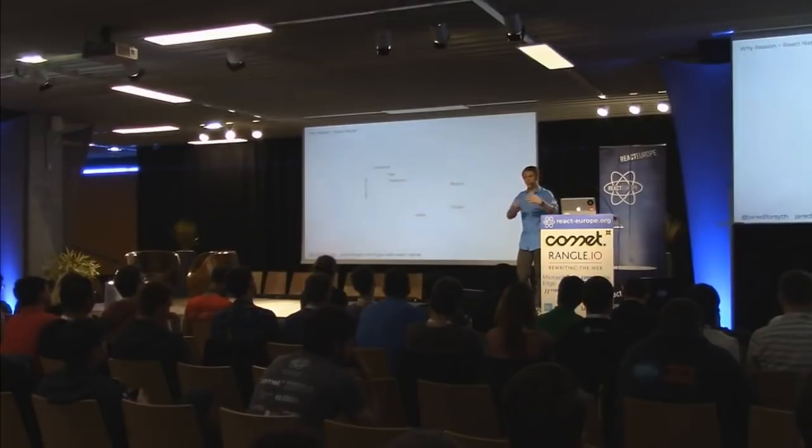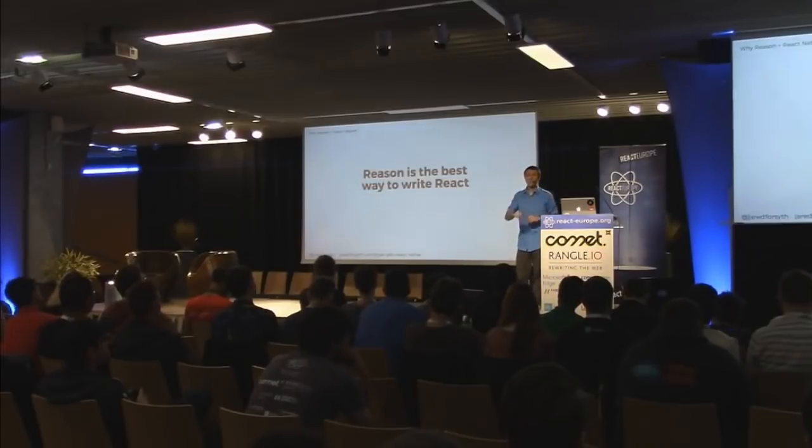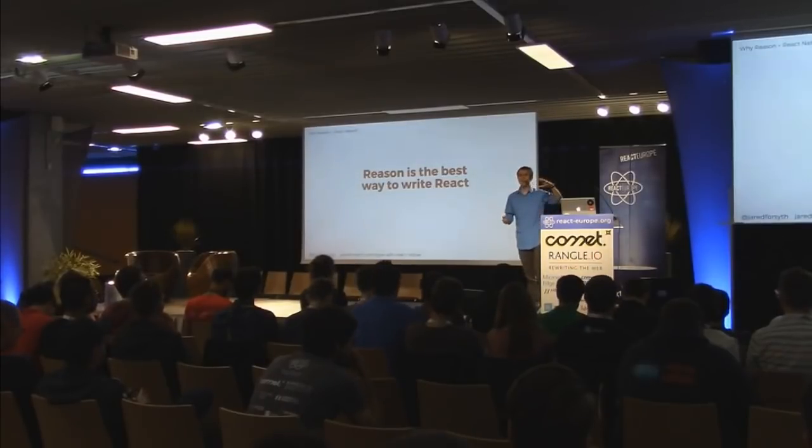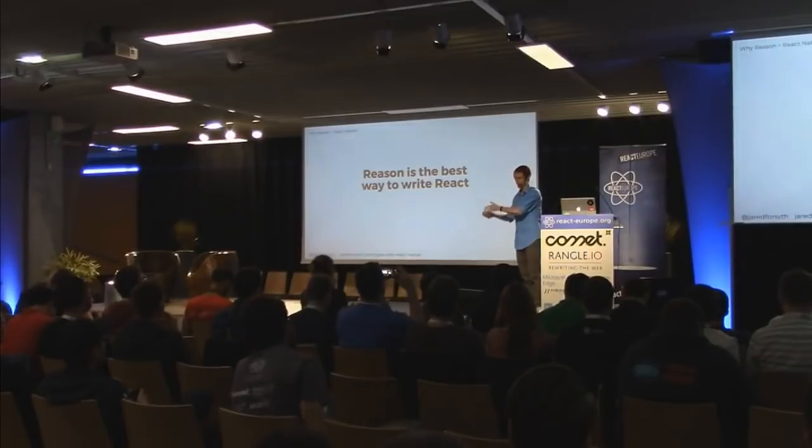We want our large production apps to have fewer errors. But I think the best argument for Reason is that it is the best way to write React. And this might seem like a pretty wild claim to you because it's React.js, right? This is a JavaScript library. How could it be that a language that is not JavaScript compiling to JavaScript would be better than just using the language that the library was written in initially?